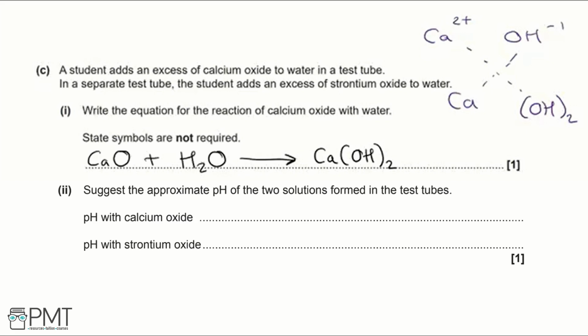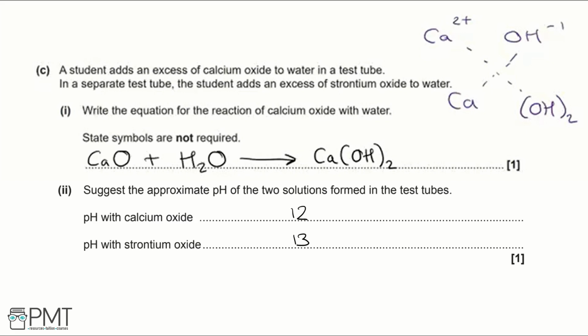So for calcium oxide, this is still quite a strong base, so we can give it a pH of 12. For strontium oxide, this is going to be slightly higher because it's more reactive with water. So in the equation we did above with calcium oxide and water forming calcium hydroxide, the formation of strontium hydroxide is going to be a faster reaction because it's more reactive. And so it's going to be more basic and have a higher pH of 13.